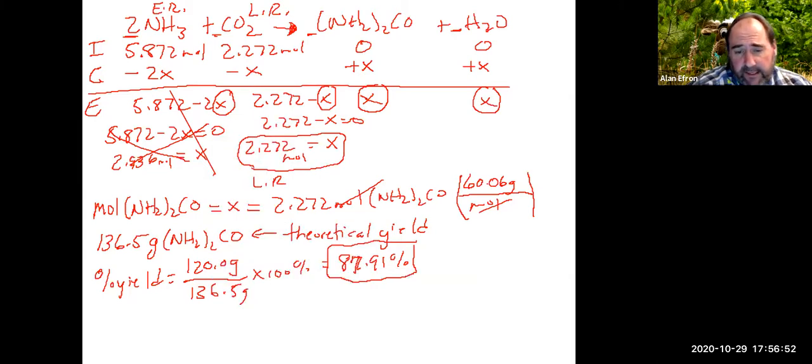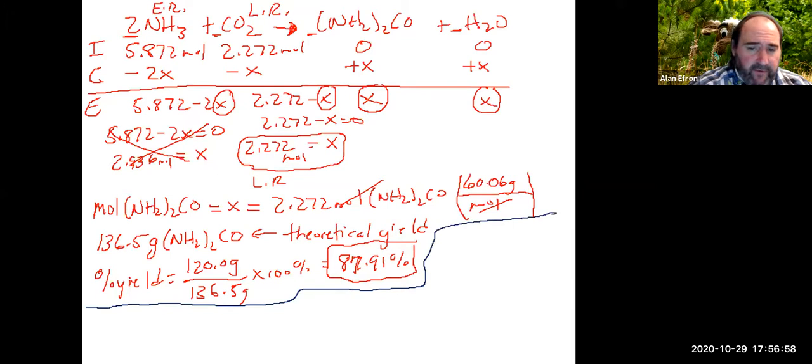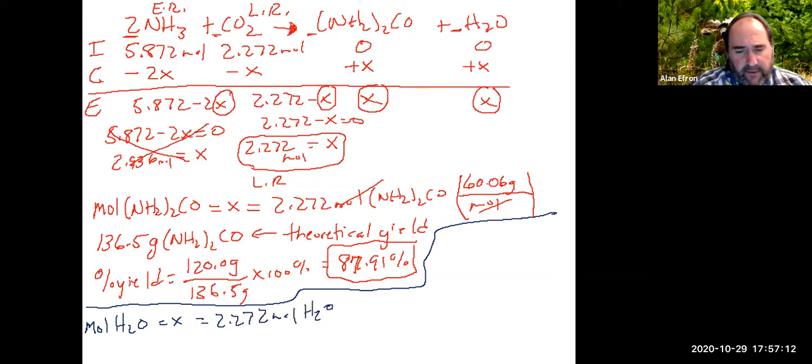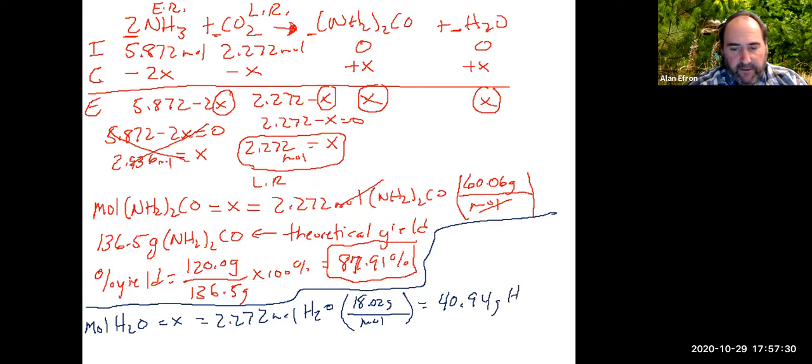Now, since we're looking at this, again, the benefit of this table is, for example, if we wanted to know how much water we produce, we could very simply go to the table and see that the moles of water also equals x, which means we have 2.272 moles of water. We could go to the periodic table, get the molar mass of water, which is 18.02 grams per mole. And very quickly, we could determine that we produce something like 40.94 grams of water. And again, we can find that very quickly.